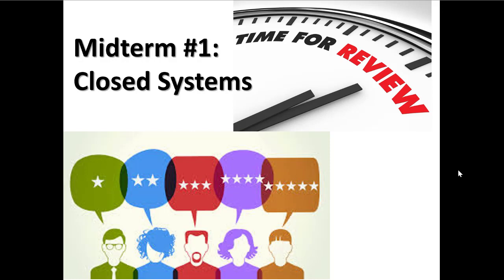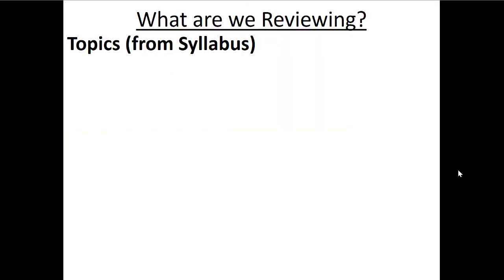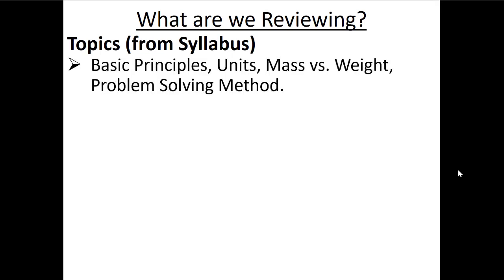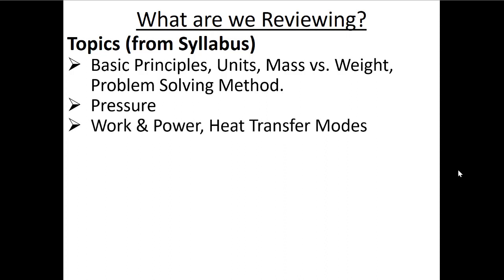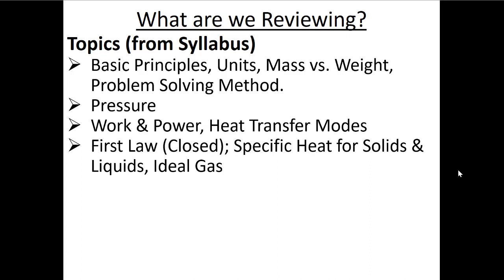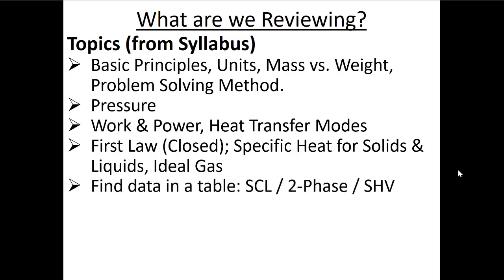When we look at this first midterm, we've talked about what to do with closed systems. Any of these topics are fair game for either the multiple choice or the long answer problems. Remember in the pre-material, we talked about different units and definitions, mass versus weight, pressure, work, power, modes of heat transfer. How do we deal with the first law? What is the first law? What does that expression look like for closed systems? How do we deal with specific heats for solids and liquids? What assumptions do we have to make for ideal gases in order to use specific heats?